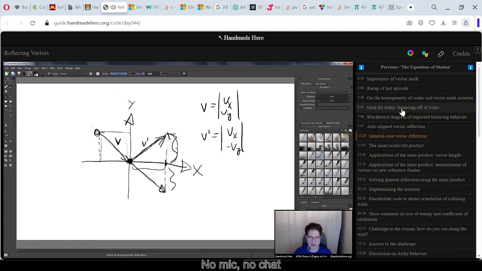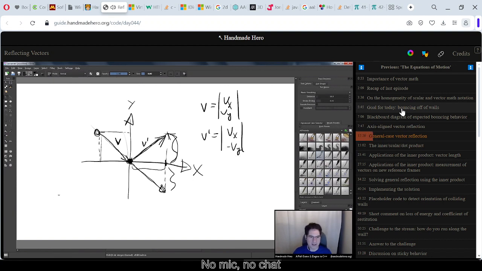But there is a rub here. What I drew was the convenient diagram, where the axis along which we were doing this reflection was aligned with one of the primary axes, right? X happens to be the wall. And that is why it is y that can simply be negated.